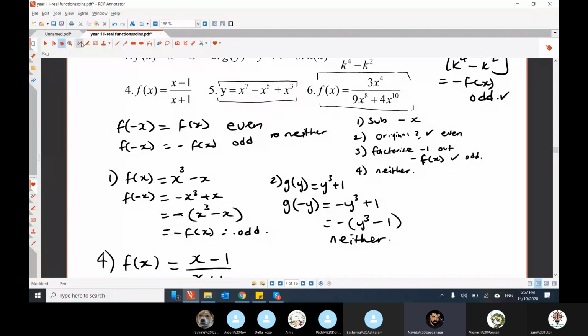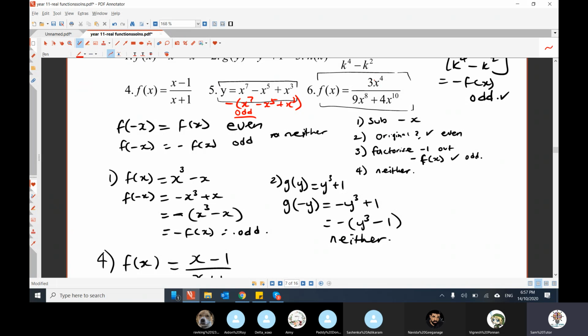Can you actually see that? Isn't it going to just become this? So what you've just learned from that is if they're all odd powered, it's always going to be odd.